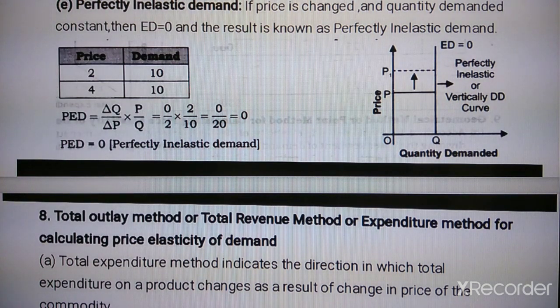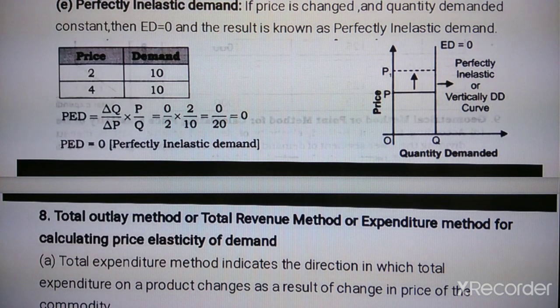Got it? If you see the calculations towards the other side of your screen, when the price is 2, demand is 10. When the price has increased from 2 to 4, the demand still remains the same, that is 10. So if you calculate price elasticity of demand using the formula, you will get 0 upon 20, right? And 0 divided by any number is again 0. So the elasticity of demand is 0. So this is called perfectly inelastic demand.